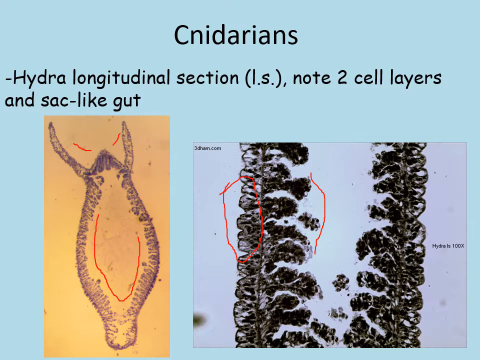And because they just have these two cell layers, food will just move to the epidermis by diffusion. But yeah, so they just have these two cell layers that make up their body wall, and also just keep in mind that they have this sac-like gut. So that's the takeaway from these slides.